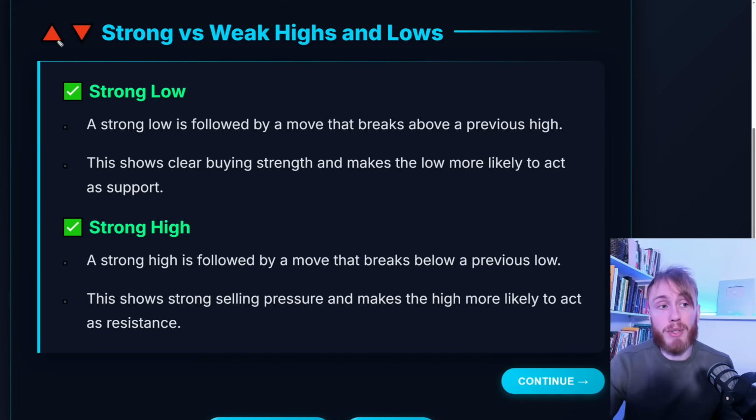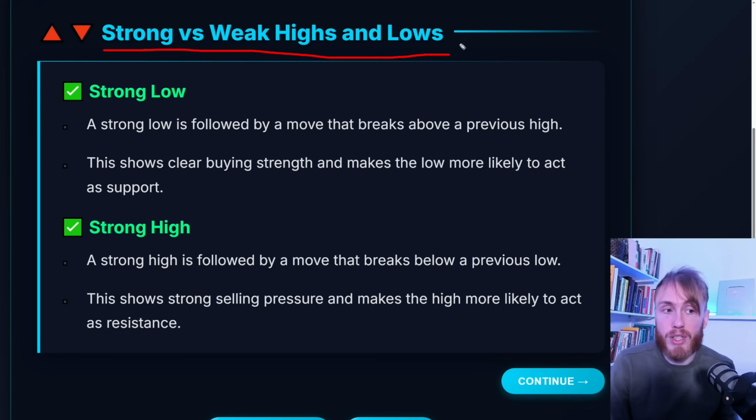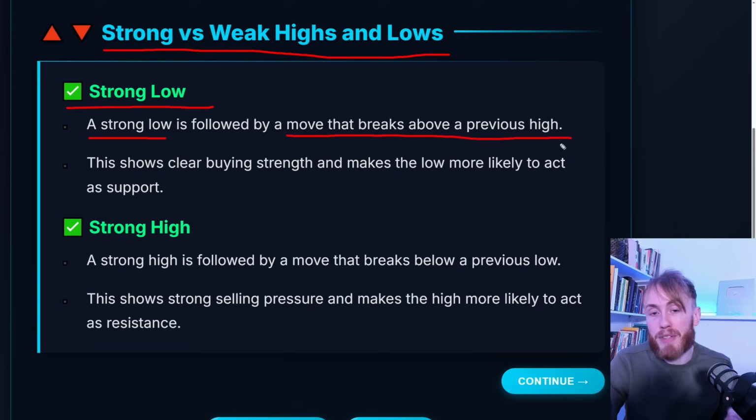But right, so now the next important concept I want to cover is something called strong versus weak highs and lows. And if you understand break of structure and change of character, this concept will be much simpler to grasp and you will hopefully learn it really quickly. But first of all, what is a strong low? Well, in simple terms, a strong low is followed by a move that breaks above the previous high.